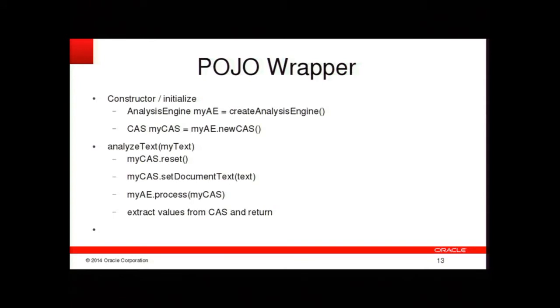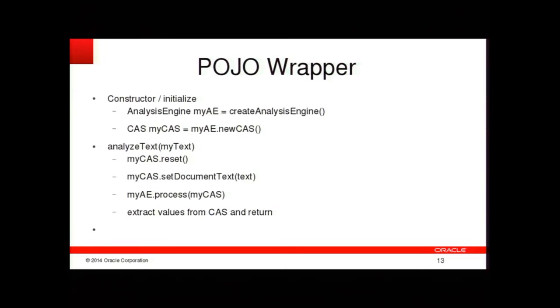So POJO is for plain old Java object. Basically, we want to shrink wrap the whole thing down into a single method call. The technique I've used for that is to have a constructor that creates the analysis engine. This method, create analysis engine, could be arbitrarily long and contain a number of sub-analysis engines within it, so it would describe an entire pipeline.